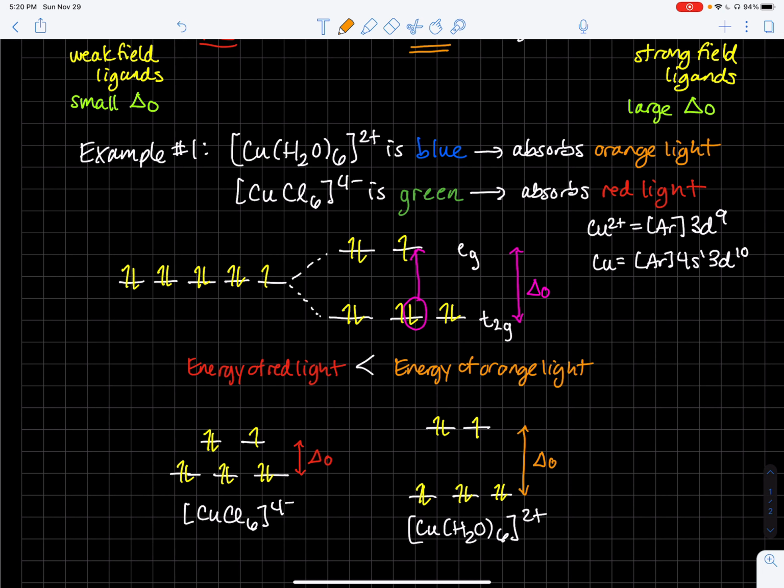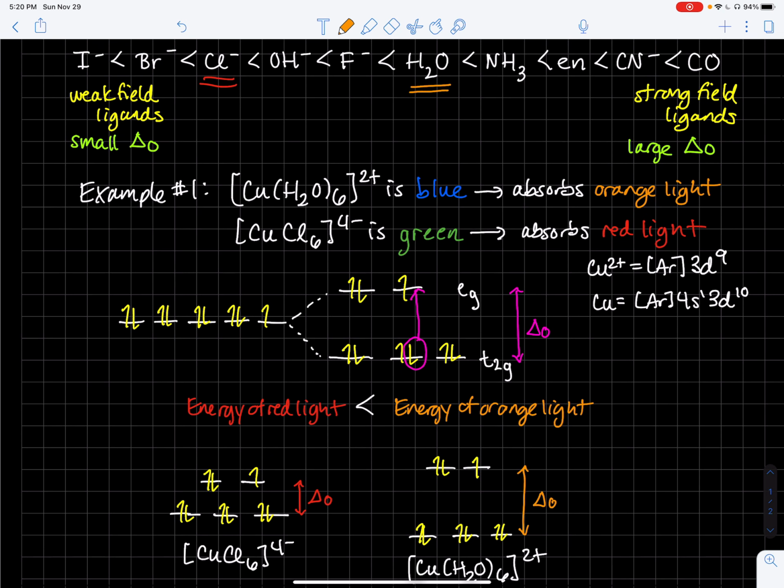And just one note here, in this case, water causes a splitting that is orange light, and chloride causes a splitting that is red light. That is not consistent across different complexes, as we'll see. But what we do know is that in any complex with the same metal, water will cause a larger splitting than chloride. So those colors won't always be red and orange. All right, so that's example one.